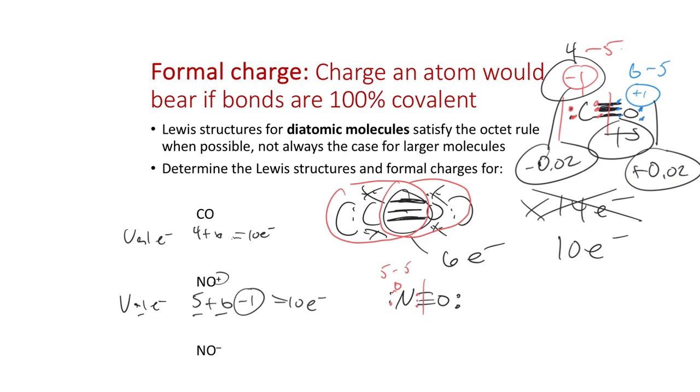Oxygen is actually positive again. So oxygen is just like it was in CO, only has 5 electrons closest to it. So it's +1. So 0 and +1 overall. The formal charges should sum up to the charge of the molecule. So the charge of the molecule is positive. So 0 plus +1 is positive.